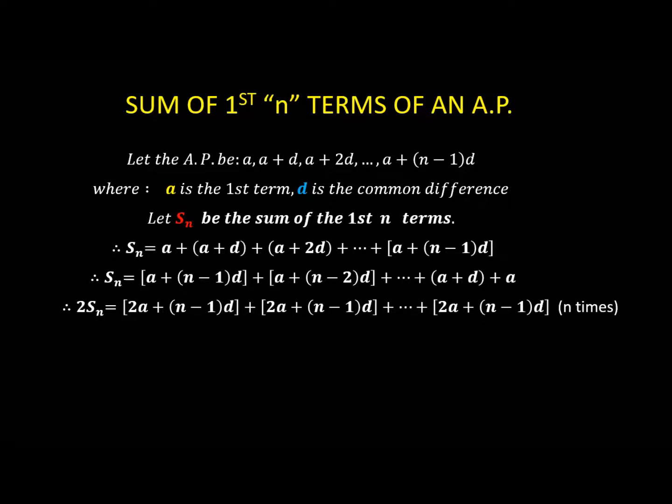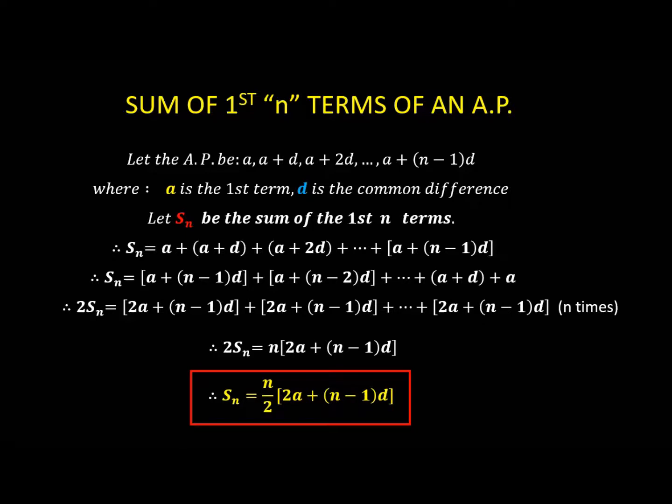And if you remember how we got the 2a plus n minus 1 into d, it was by adding the first and the last term, right? It was a plus a plus n minus 1 into d gives you 2a plus n minus 1 into d. What's the next step? We know that adding 2a plus n minus 1 into d n times is the same as multiplying it by n. So we simply say therefore 2Sn is equal to n into 2a plus n minus 1 into d. And finally the last step, which you should not forget, is to take the 2 to the right hand side in the denominator. So therefore Sn is equal to n by 2 into 2a plus n minus 1 into d.